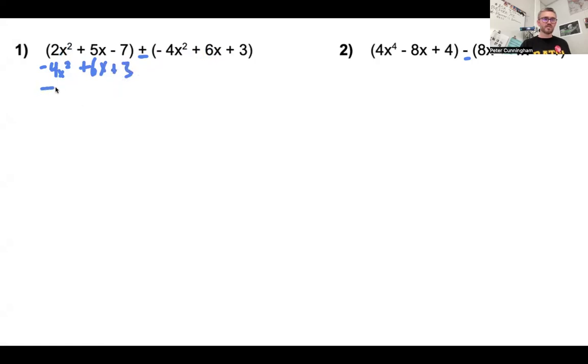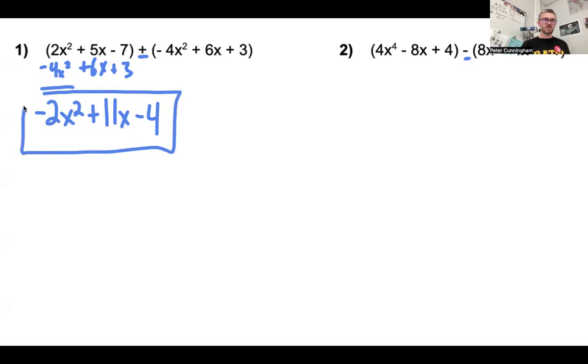2 minus 4x squared. I like to combine them. So that gives me negative 2x squared. 5 and 6 make 11 x's, positive 11x. Negative 7 combined with a positive 3. I have more negatives. How many more? 4 more. I'm already in standard form, so no need to rearrange them.